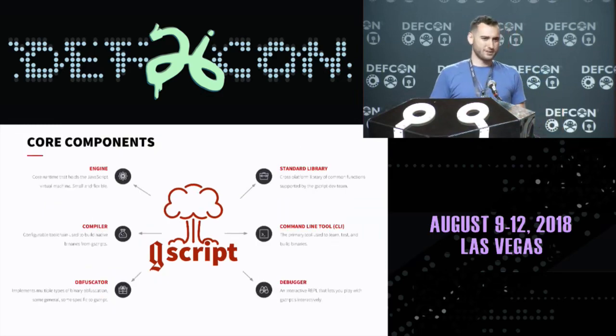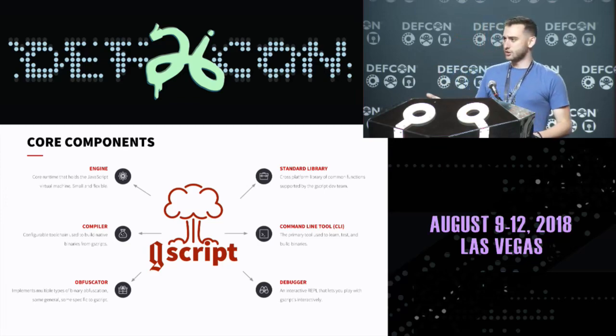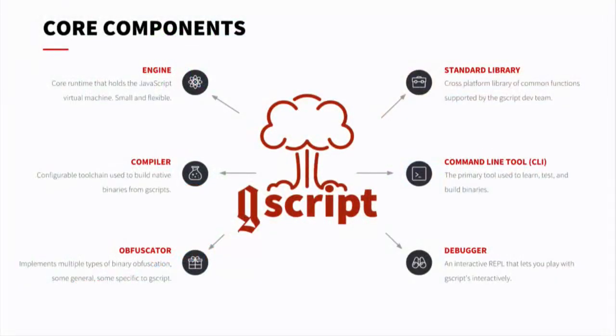So let's talk about what makes up GScript. First off, there's the engine. The engine is the thing that is inside of that native binary that you made that actually runs and executes the logic that you've specified in your script. There's the compiler. The compiler takes your script and turns it into that native binary. There's an obfuscator that's hooked into the compiler that we wrote to try and make it a little bit harder for you blue team folks out there. We really do like you, but you know, we want to make you mad sometimes.